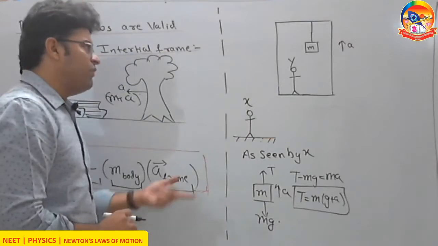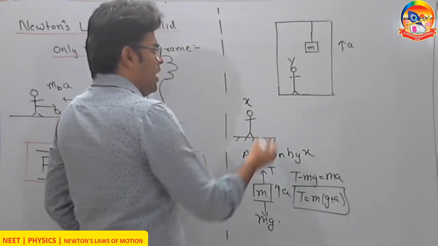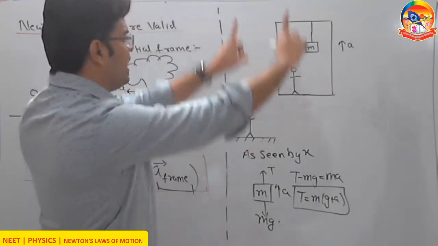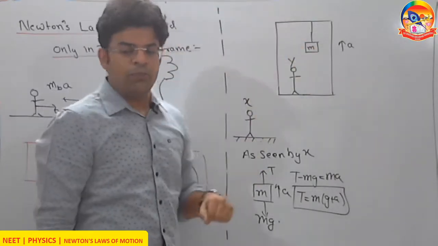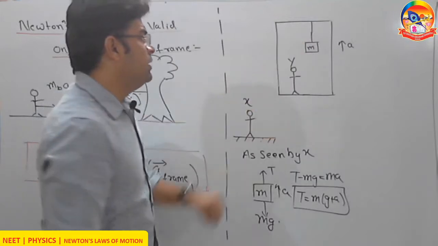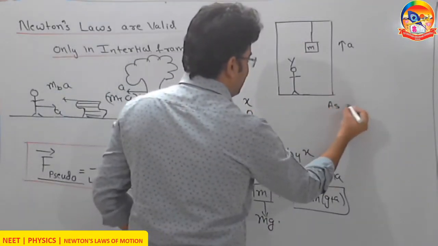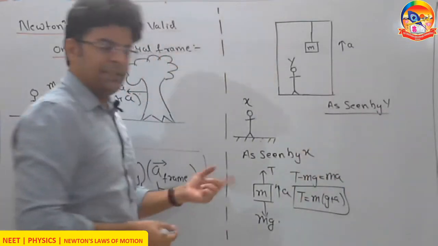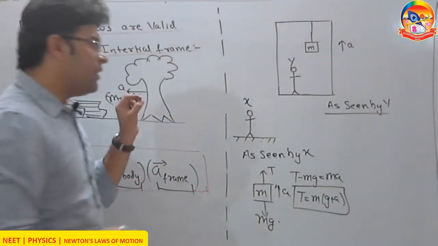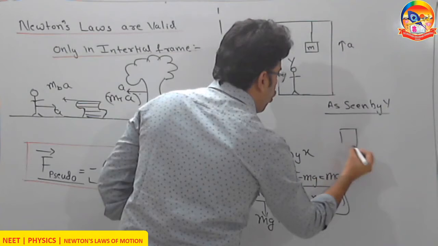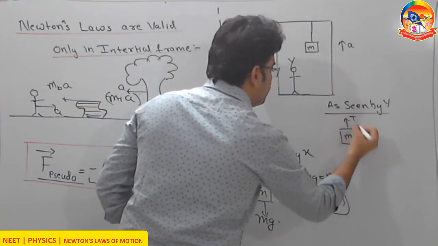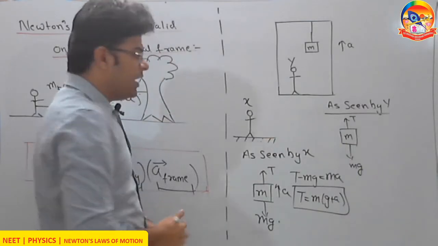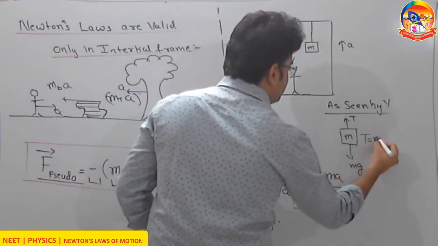Now what will Y say? Y will say, as seen by me, the block is at rest. Since we both have the same acceleration, the relative acceleration is 0. As seen by Y, the block is at rest. As seen by Y, there are two forces acting on the block: a force of tension upward and a force of mg downward. So as seen by Y, T must be equal to mg.